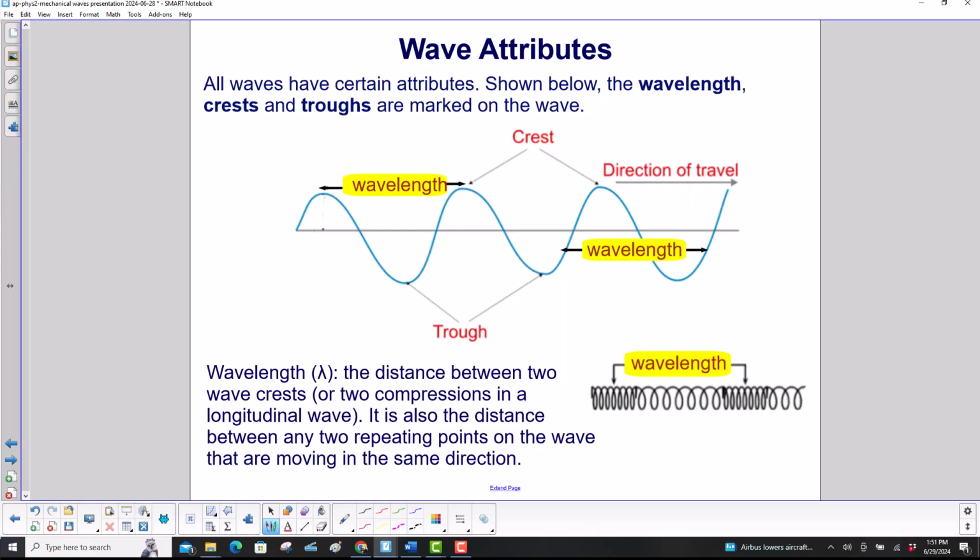All waves have certain attributes. Shown below, the wavelength, crests, and troughs are marked on the wave. Crests, troughs, and then the wavelengths. Wavelength, or lambda, is the distance between two wave crests or two compressions in a longitudinal wave, right over here. It is also the distance between any two repeating points on the wave that are moving in the same direction. So, right over here is a wavelength, and over here is a wavelength, and they are both equal.